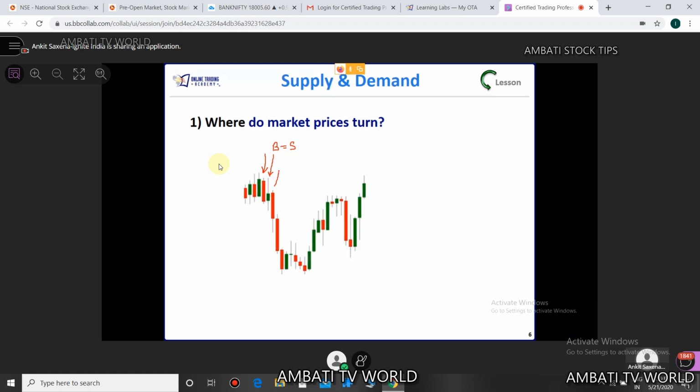Now, what has happened here afterwards? After this candle, what has happened here, here, and here? The sellers were clear winners. At this candle, the sellers were greater than the number of buyers, right? And the prices crashed like anything.